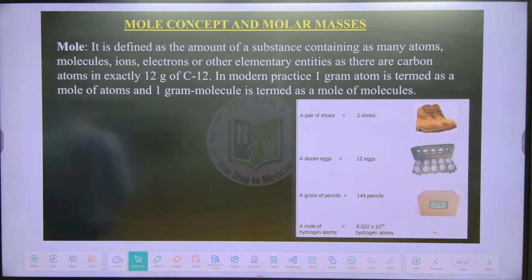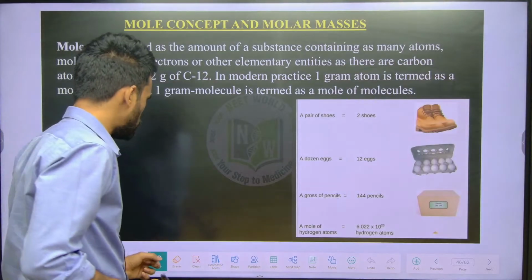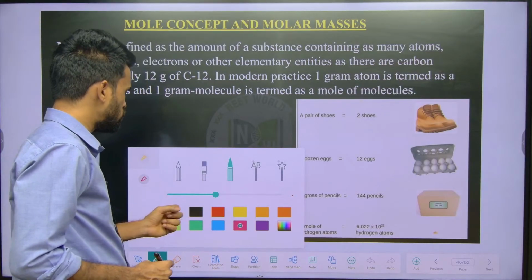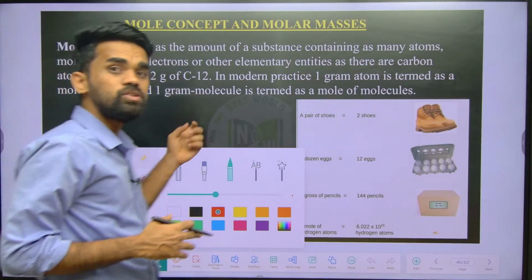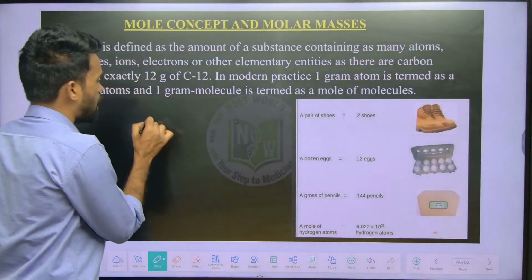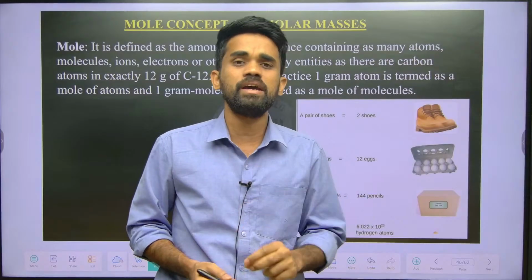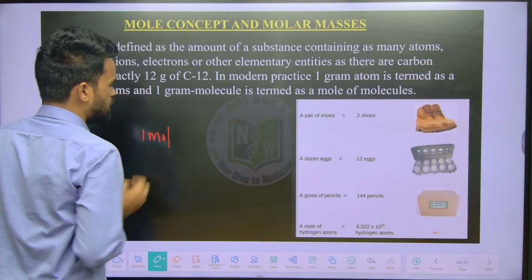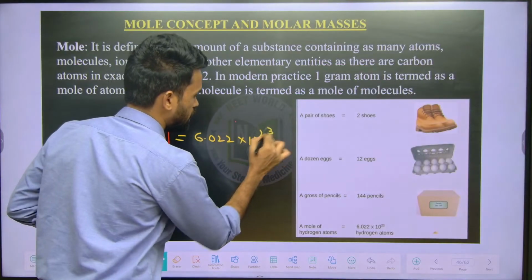Let's go through each of these again. When you hear the word mole, do not get confused or scared. Mole is nothing but a term that we use similar to dozen. When you go to a market and ask for a dozen apples, the shopkeeper will give you 12 apples. In the same way, in chemistry we use a term called mole. Mole is a term to indicate this many particles, 6.022 into 10 power 23 particles.